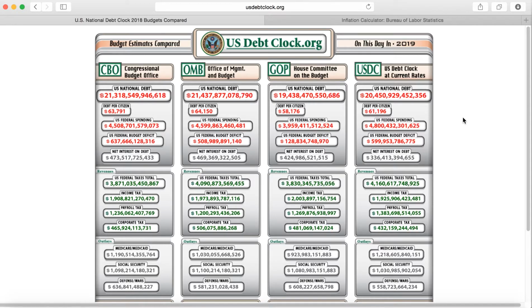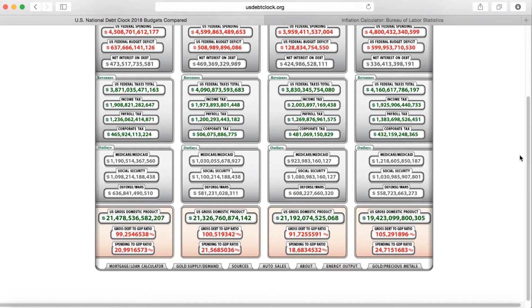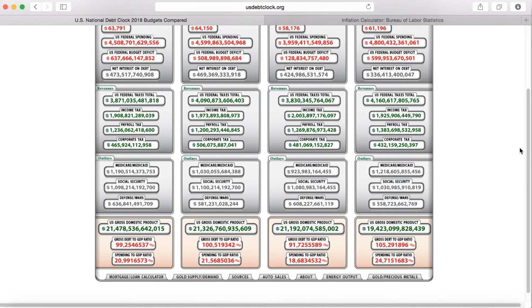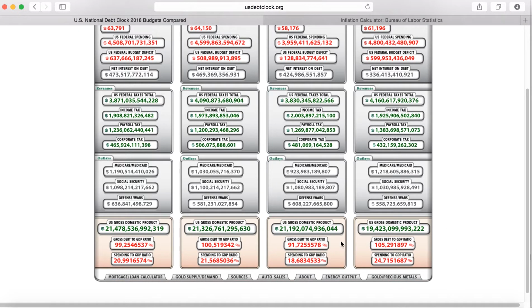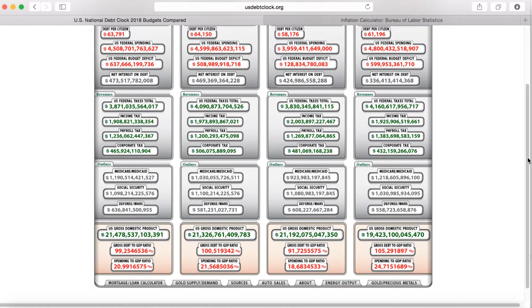Go ahead and play around with this site and make sure that you scroll down because not everything can fit on your screen unless you make it pretty small. There's a lot more really great information down here about the gold supply and demand and also gold and precious metals if you have any interest in that. And if anybody's in the market for a home, going over mortgage and loan calculators is always a great thing.